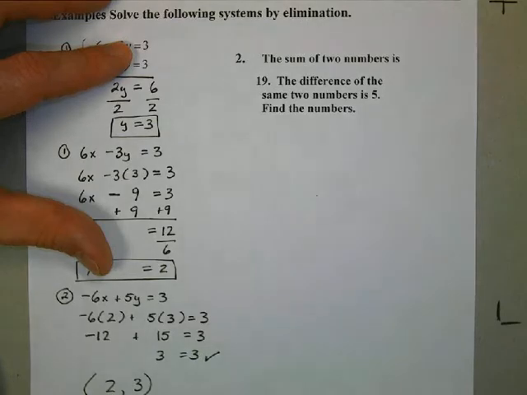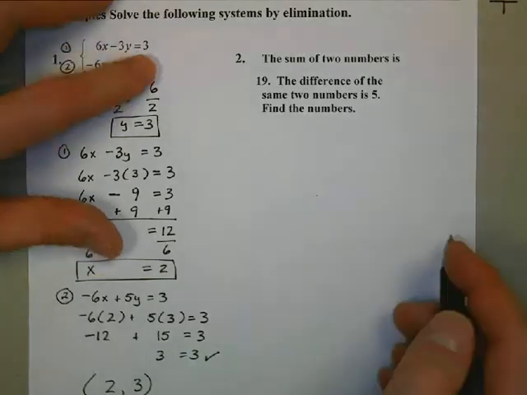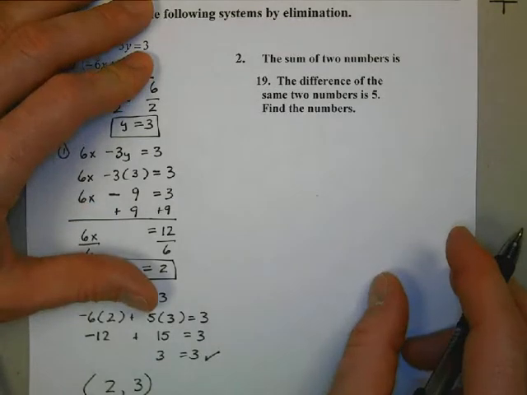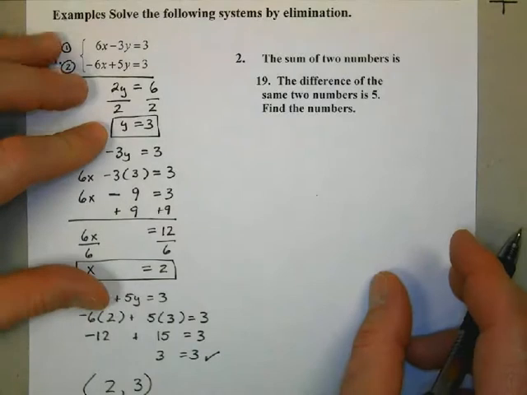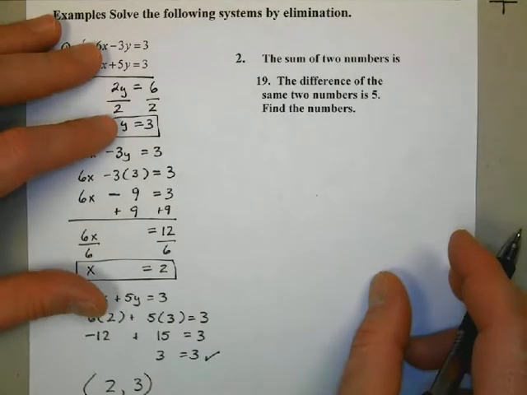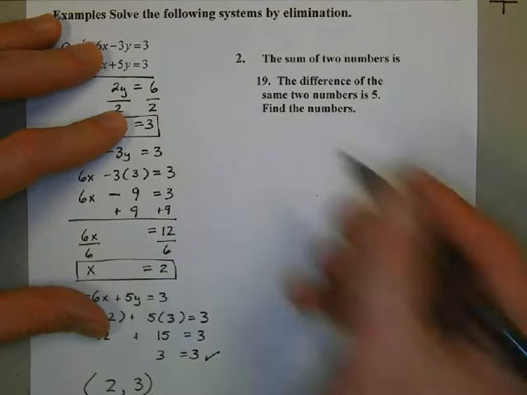This is the second example for section 7.3a. The sum of two numbers is 19. The difference of the same two numbers is 5. We're asked to find the numbers. Before we start the problem, we need to define some variables and then set up some equations.